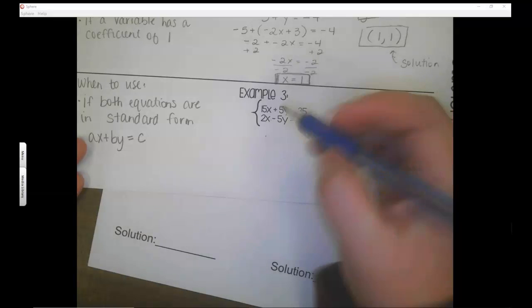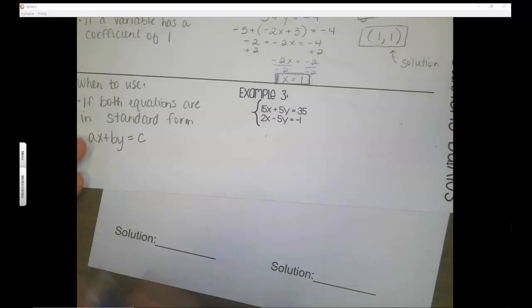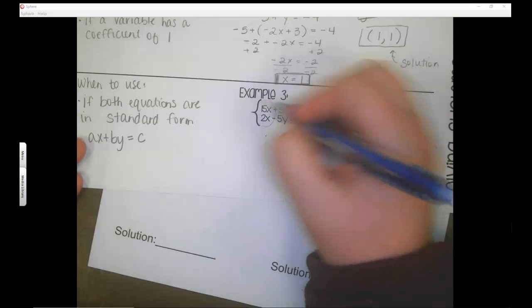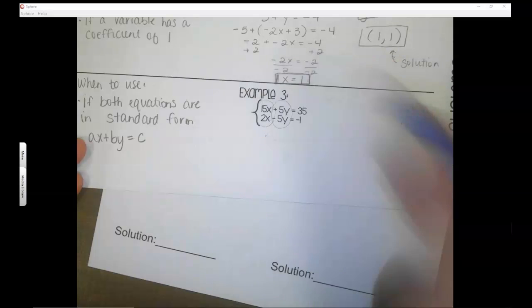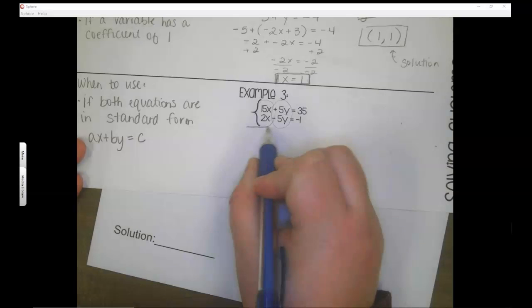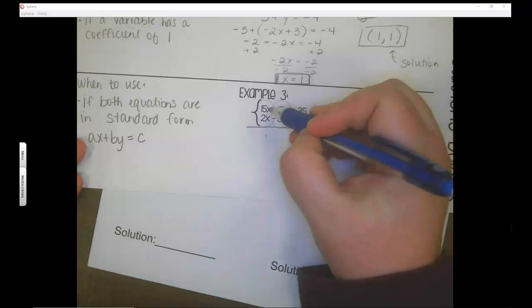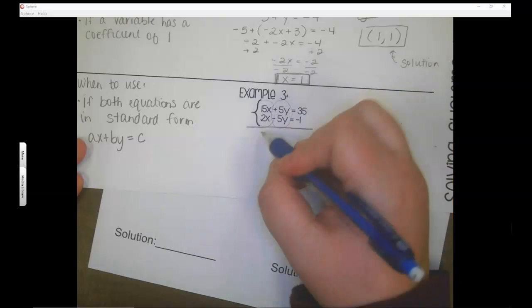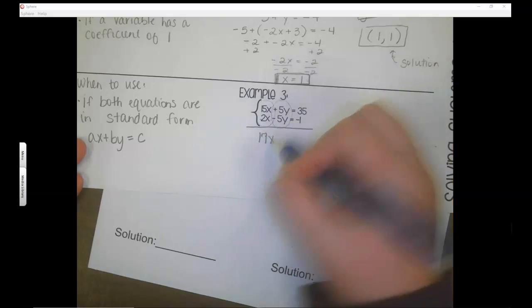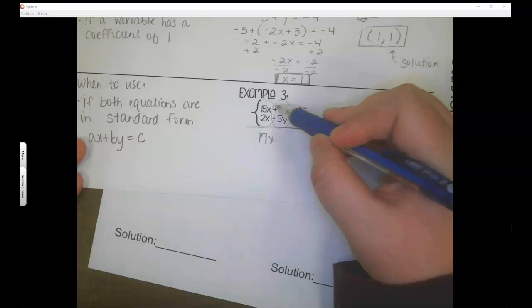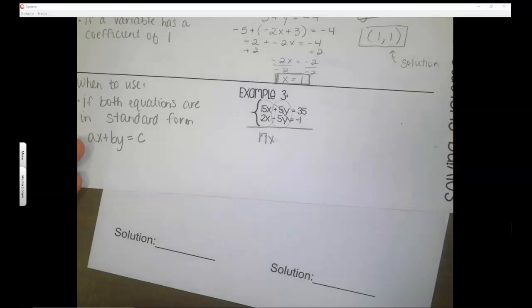All right, so let's look at this one. We're looking for something we can eliminate. So we're looking at our x's, we're looking at our y's, and we're going to say, can we eliminate? Well, if I look at these as addition, when I do 15x and a positive 2x, I get 17x. When I have plus 5y and minus 5y, these cancel because 5 minus 5 is 0.